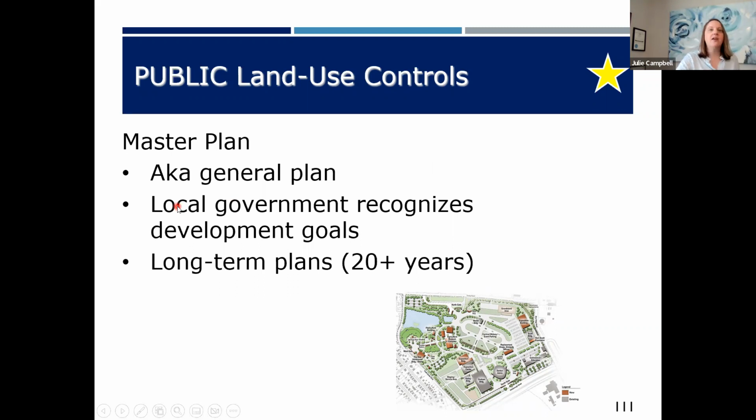So the master plan is created by the city or by the town or the municipality. And again, it answers the question, as a city, where do we see ourselves 20 years from now? And what do we need to do to accomplish those goals? What will and will not support those goals?